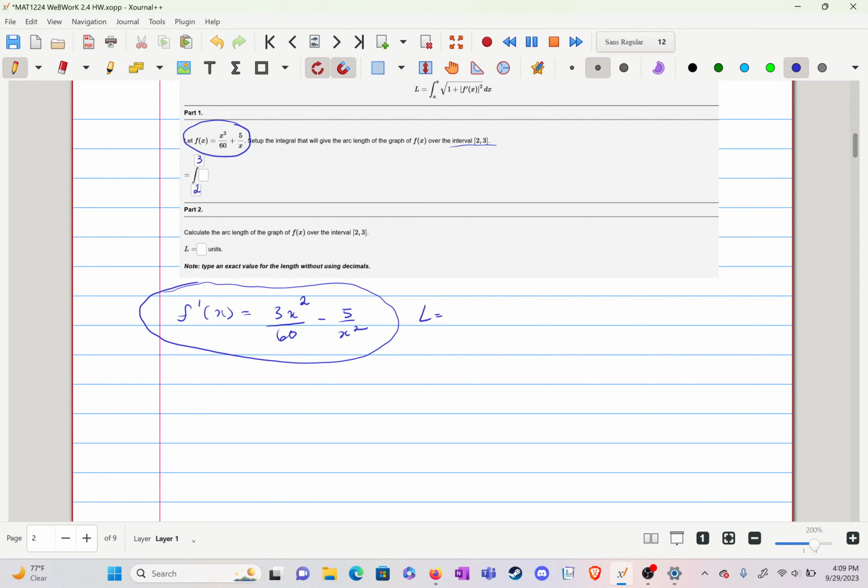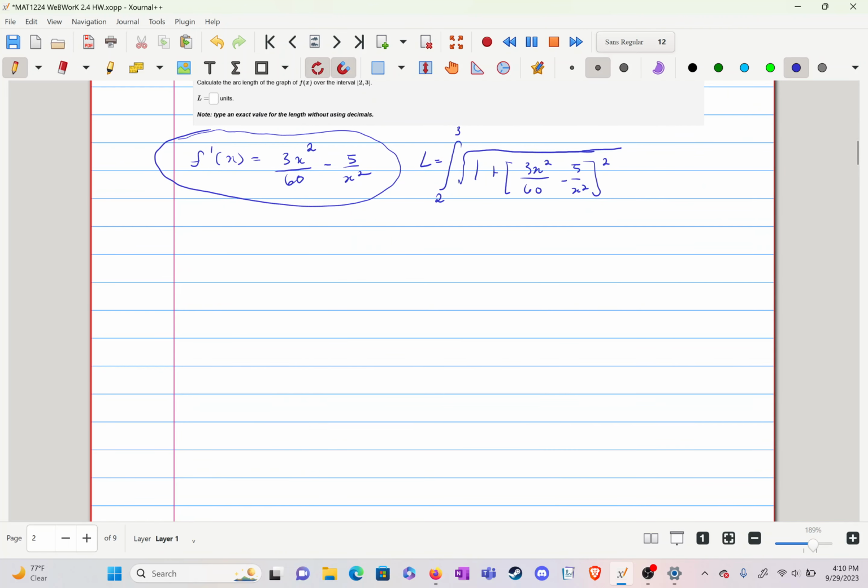Plug it into our integral here. You have L equals the integral from 2 to 3 of the square root of 1 plus 3x squared over 60 minus 5 over x squared, squared. And this will essentially be our answer for part 1, although we're going to want to expand on it. Let's expand the square. Let's rewrite it with the integral 2 to 3.